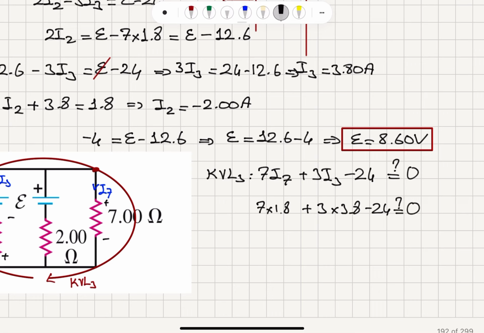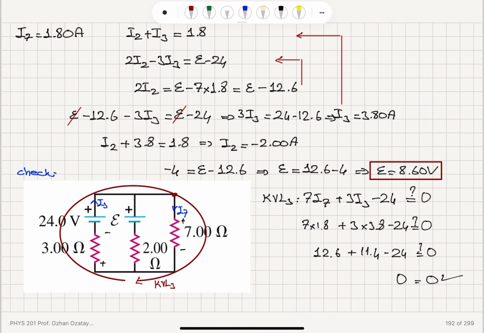is this 0? So this is equal to 12.6 plus 11.4 minus 24. So I obtain 0. So this basically shows me that the value I calculated for I3 is correct. Therefore, this is one way to check if that calculation I have done was correct. And basically, I can see that this answer should hold.